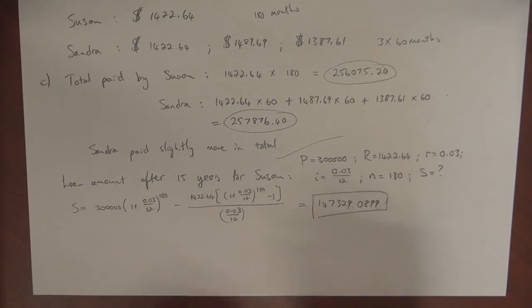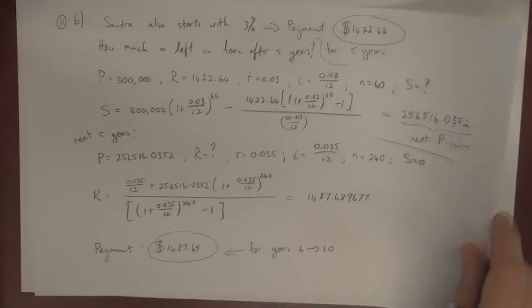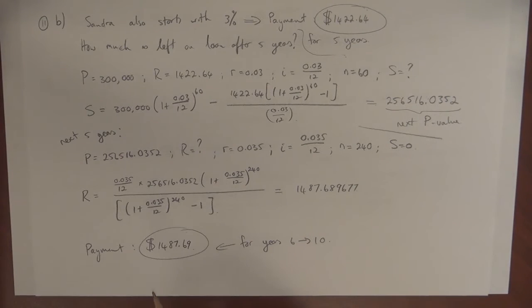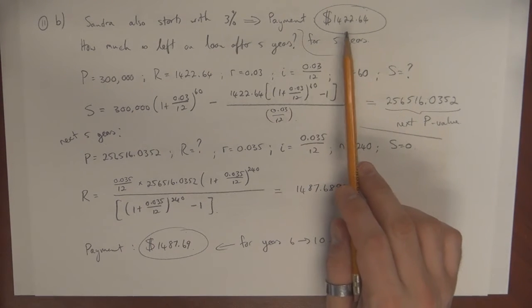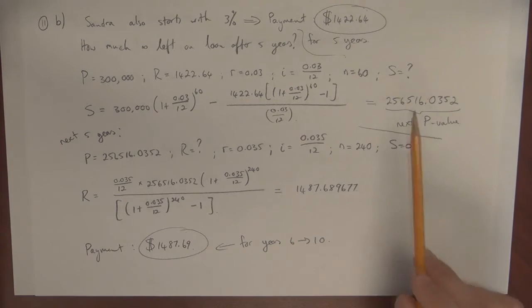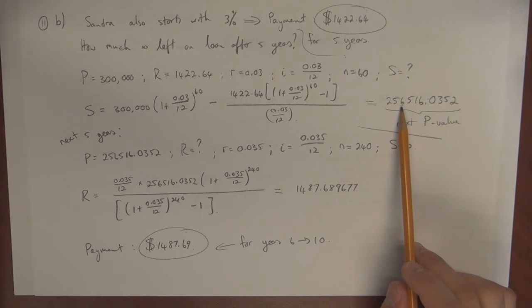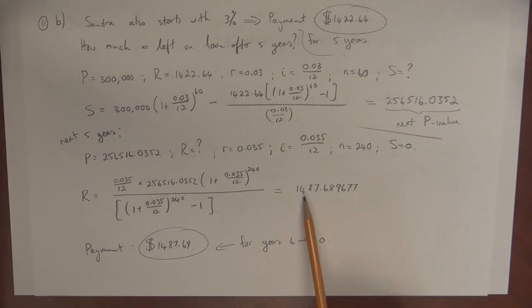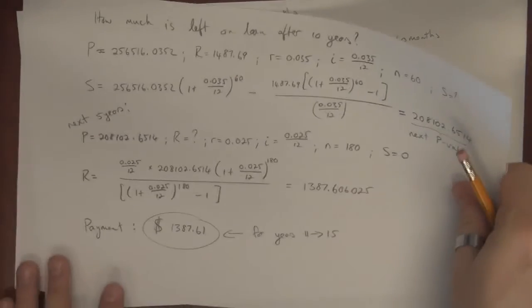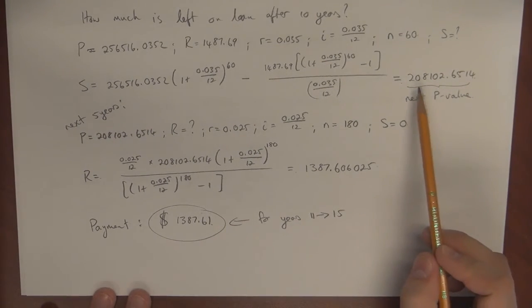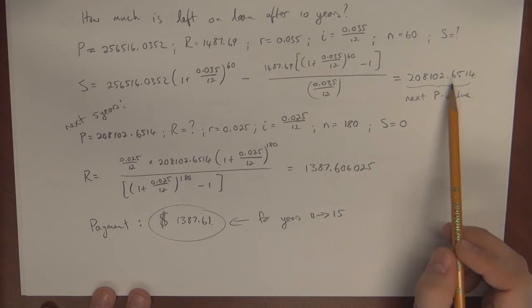Now, let's look at how much is left on the loan for Sandra. Let's recall what happened with Sandra. When I looked at 11b, she made the same payment as Susan for the first 5 years, and she had $256,000 left on the loan. Then for the next 5 years, she paid $1,487, and at the end of 10 years, she had $208,000 left on the loan.